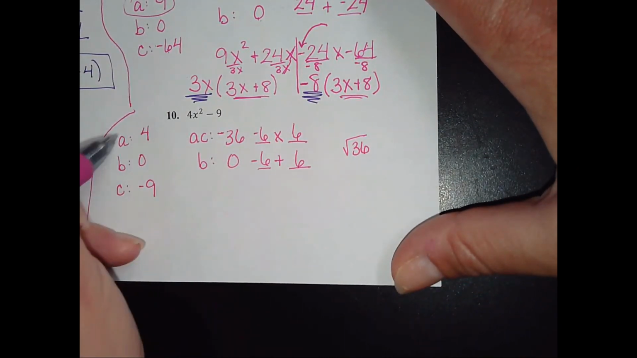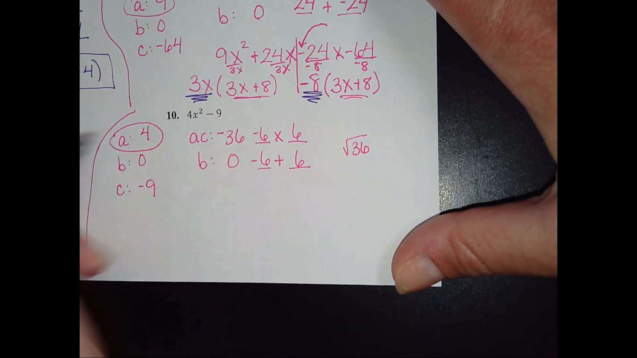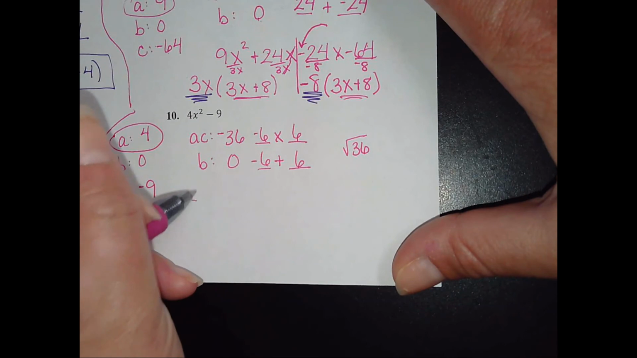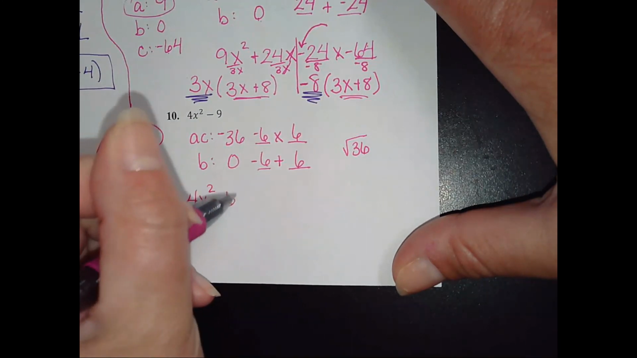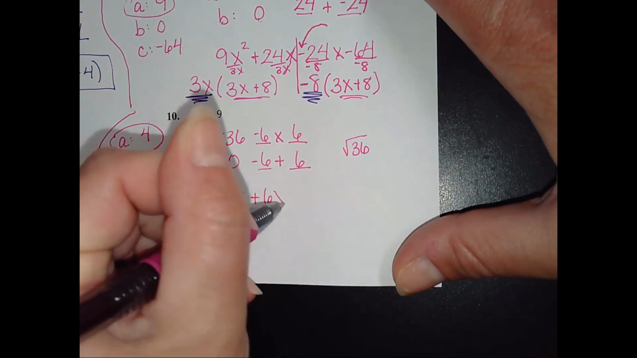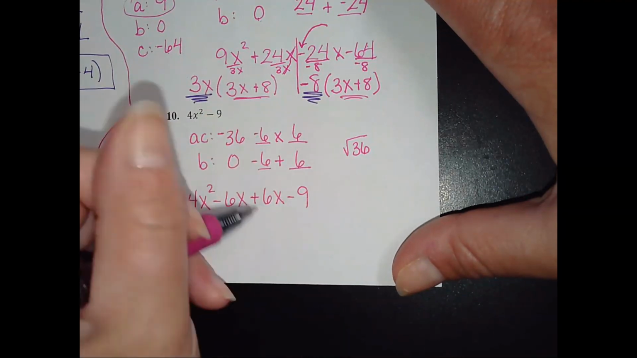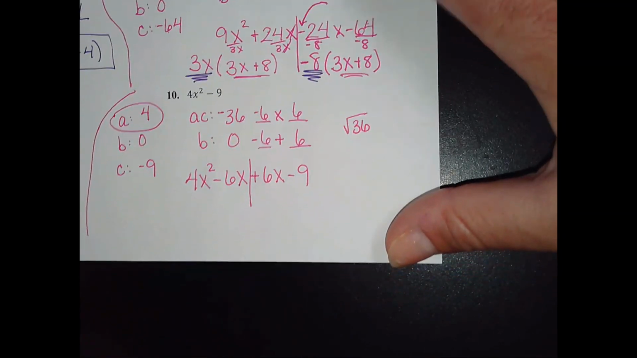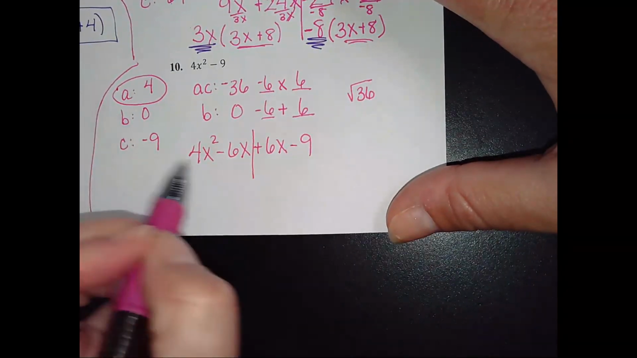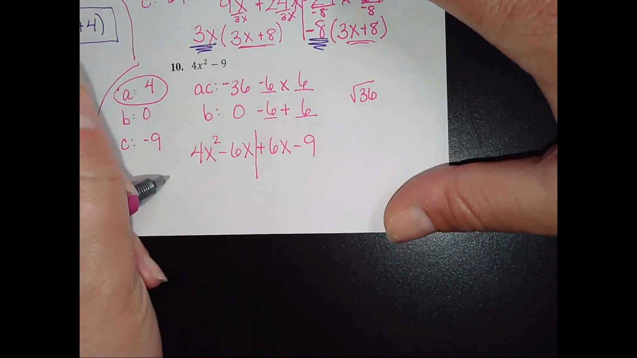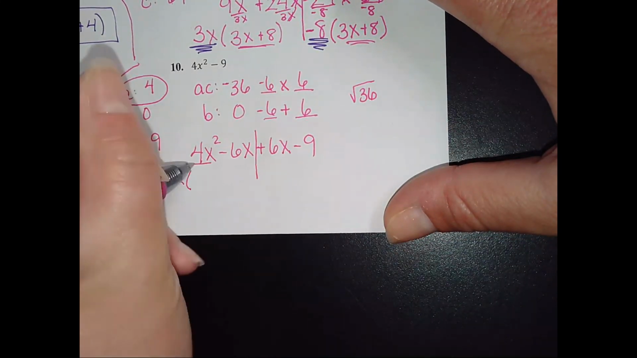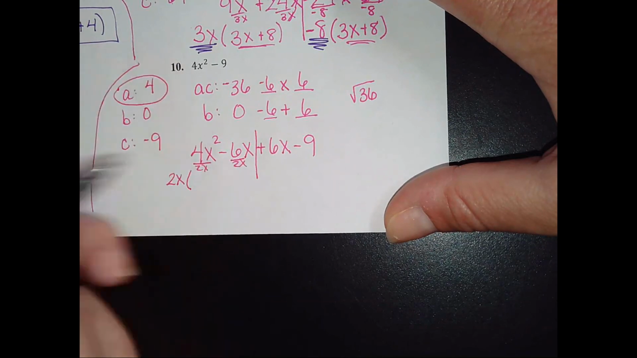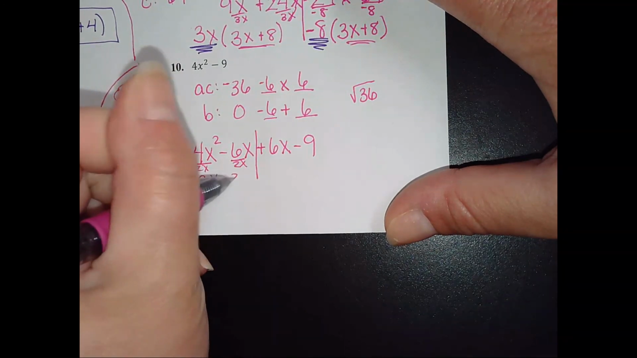So now go back over here. Your A is 4, so you have to split apart that middle term. So we rewrite it as 4x squared minus 6x plus 6x minus 9. Split it in half. Do your GCFs. 4x squared minus 6x has a GCF of 2x. Divide everything by 2x and you get 2x minus 3.